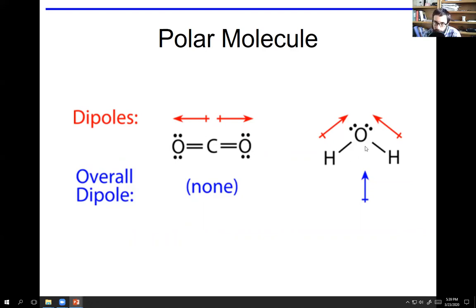Contrast that with water. Water has a steric number 4, which ends up giving you a bent geometry. Oxygen is more electronegative than hydrogen, so you're going to have a polar bond going this way towards the oxygen and a polar bond going this way towards the oxygen. Those are going to add up, giving you net polarity pointing towards the oxygen, going straight up how I've drawn it. So that's how the dipoles can either cancel out or add up to give you a polar molecule.